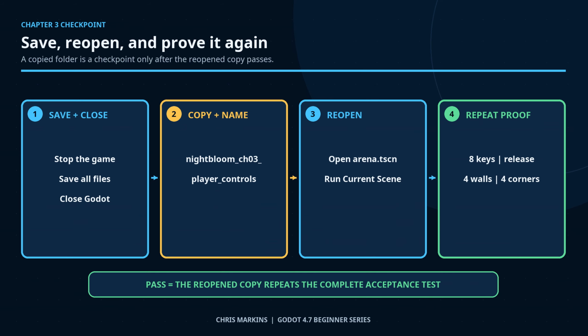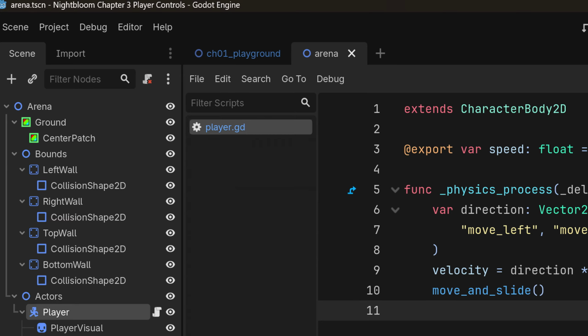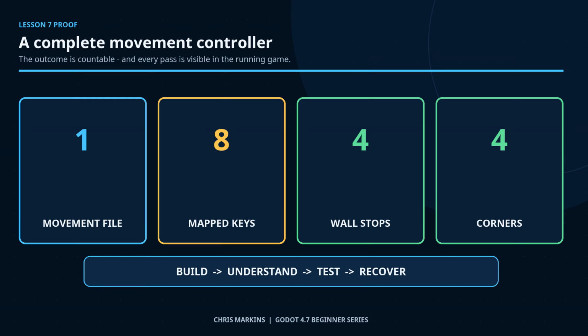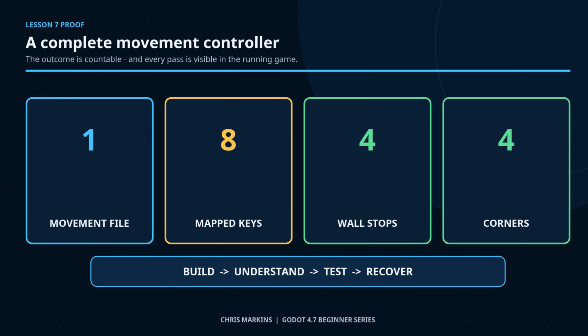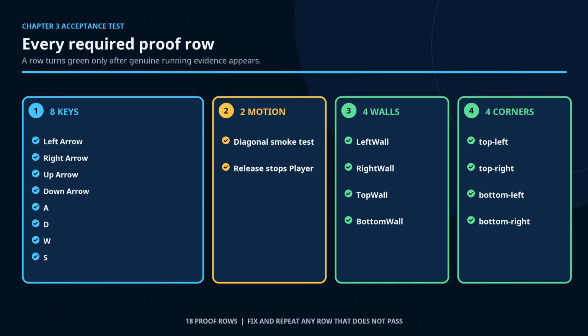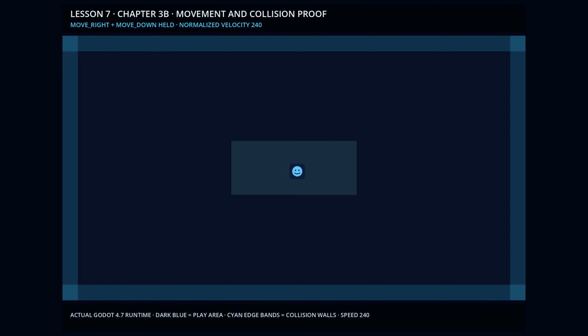In the reopen checkpoint, repeat the 8 key rows, diagonal smoke test, release test, 4 walls, and 4 corners. The final checkpoint passes only when the copied project opens and the same running observations still pass. The recovery reference cannot substitute for this test of your copy.